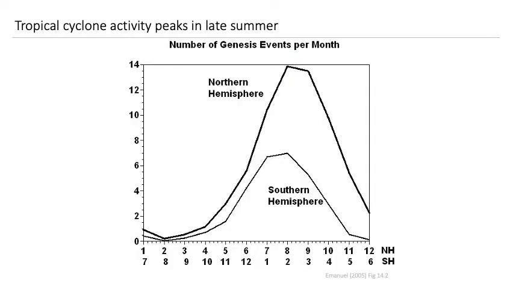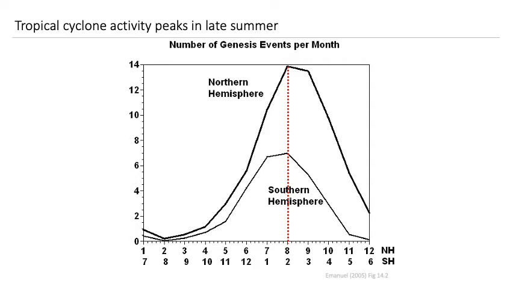So tropical cyclone activity generally peaks in the late summer. This is a plot where the x-axis is the month number from 1 to 12. The northern hemisphere is the first set of numbers, going from January to December. The southern hemisphere is just shifted by 6 months, so starting in the southern hemisphere winter, it is July through June. The y-axis is the count of genesis events per month. You'll notice that the curves look very similar. The northern hemisphere clearly has more storms every single month throughout the year, especially during the primary tropical cyclone season.